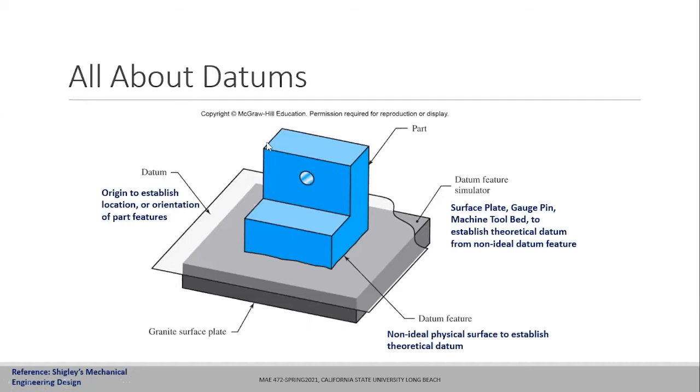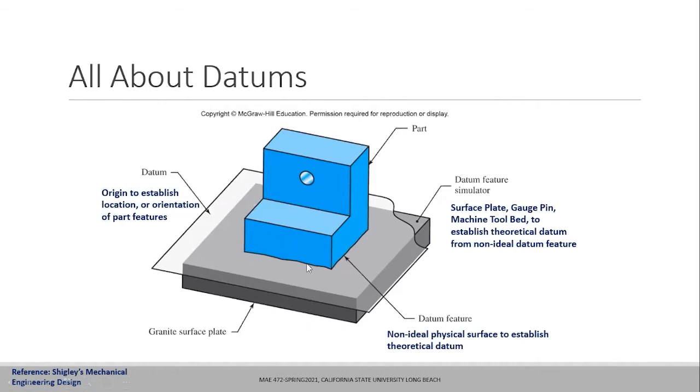So if you look at this object, which is basically an L-shaped bracket, which has a hole at this surface, this part is generally shown with the projected faces in the drawing. And one of the faces is referenced as a datum feature. So a datum feature is basically a non-ideal physical surface used to establish a theoretical datum. If I talk about the bottom surface of this part, and I call that a datum, that basically means it is a datum feature.